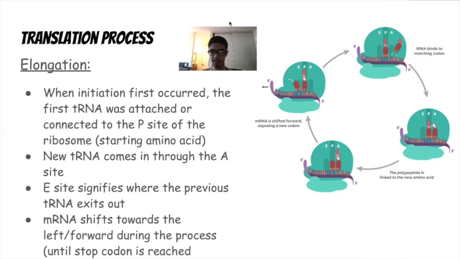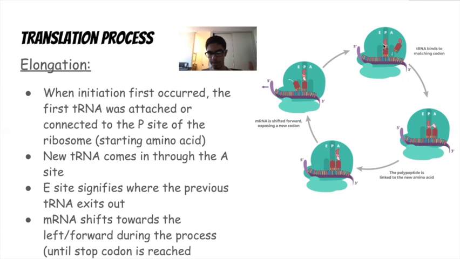Of course, when initiation first occurred, the first tRNA was connected to the P site of the ribosome. And that's where our starting amino acid was. So when the new tRNA comes in, it comes in through the A site. If you analyze this diagram here on my right, and hopefully you can see my cursor, the A site is where this new tRNA is coming in. And the P site is where this original tRNA is, and with it is the polypeptide chain.